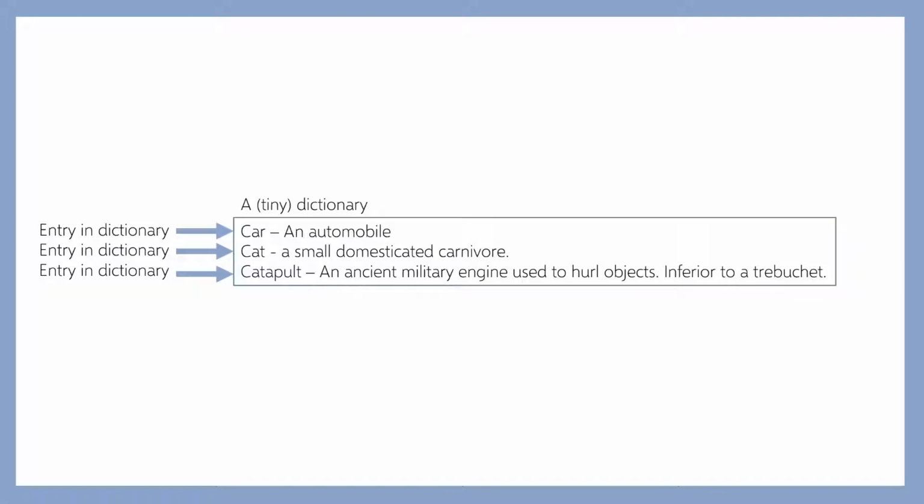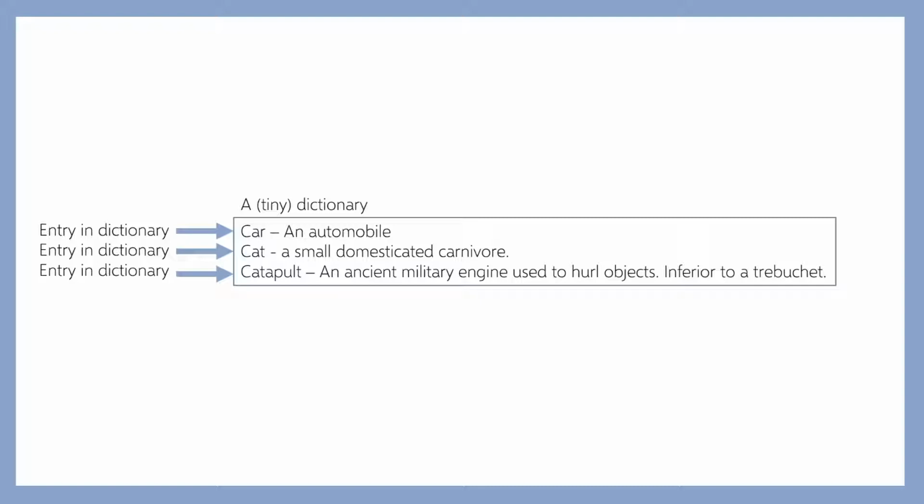Okay, so here we have a tiny dictionary. There's just three words in this dictionary, and if we really think about it, they're not really words, are they? They're entries, and an entry in a dictionary has a word along with its definition. Now, most dictionaries also have a bunch of other stuff like synonyms and whether it's a noun or a verb, but we don't really care about that, all right? That would massively overcomplicate this. For now, let's just pretend that a dictionary is just the word you're looking for and the definition of that word. So this tiny dictionary has three entries. It has car, cat, and catapult.